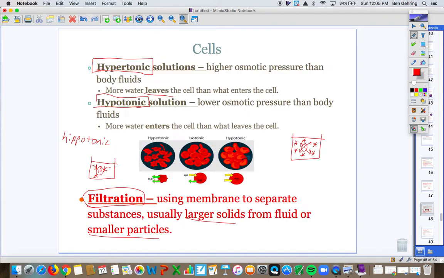And then, an isotonic solution has water entering and leaving the cell at the same rate. So the cell stays the same size. So in an isotonic solution, water enters and leaves the cell at the same rate, so the cells can continue to function as they are.